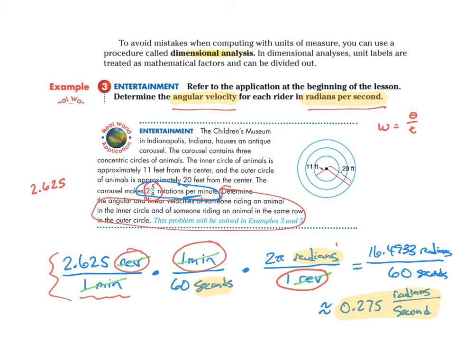That leaves me with my radians in the numerator and my seconds in the denominator, which is what I wanted up here. Then you just have to be careful with the numbers. I had to multiply 2.625 times 2 pi because those were both in the numerator, and I multiplied 60 by 1 because those were in the denominator. Once you get down to here, you do have to divide to get your final answer, which was 0.275 radians per second.